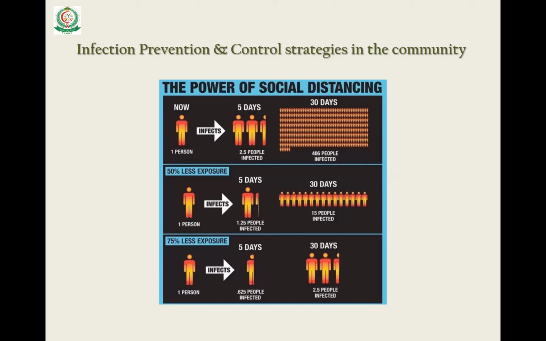If 50% of people practice social distancing and stay at home, then one person can only infect 1.25 people in 5 days, and within a month, only 15 people can get infected. And if we increase the adherence to staying home and social distancing up to 75%, then one person can infect 0.625 people. So by the end of the month, only 2 people can get infected. So it's very important, again, to emphasize staying at home and practicing social distancing if you are outside the home.